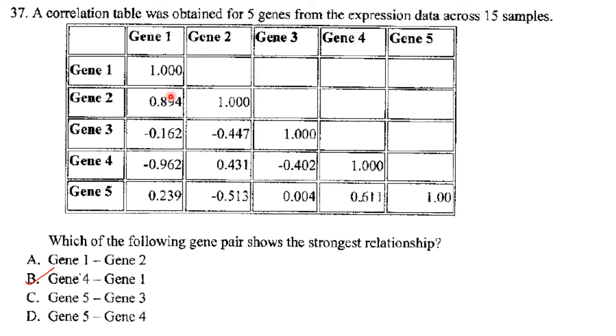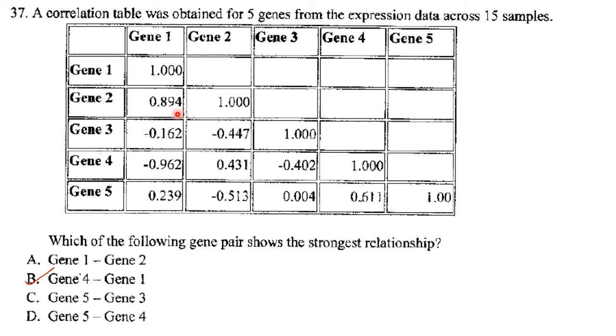Then, if the correlation coefficient approaches -1 or 1, the strength of the relationship increases. So it has to be somewhere near the value of 1, then it will be a strong correlation. Okay, now we will see the options. Gene 1 and gene 2 are given as 0.894. So 0.894 is approximately nearer to the value 1.